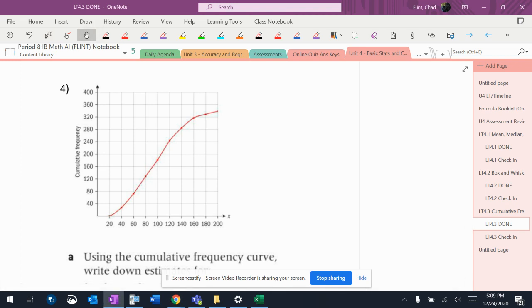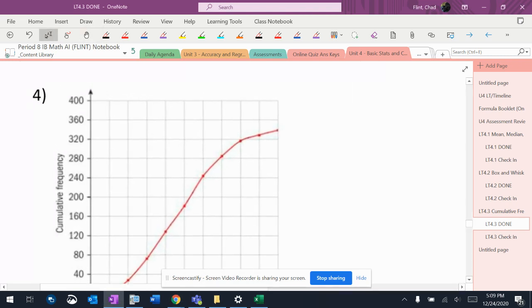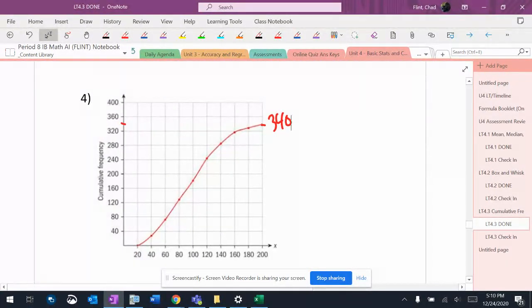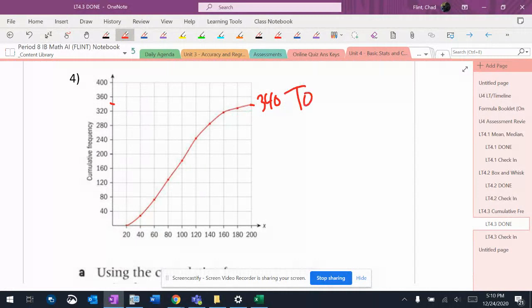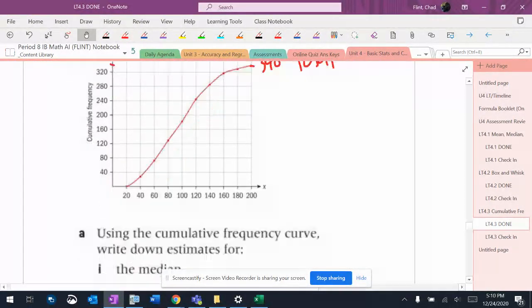So we got another cumulative frequency histogram here. I've got to try to figure out where the thing ends. So it ends right there, which is about in the middle of these two, which means about 340 people are represented in this graph total. All right, so 340 total people. We're going to need that for some of the stuff.